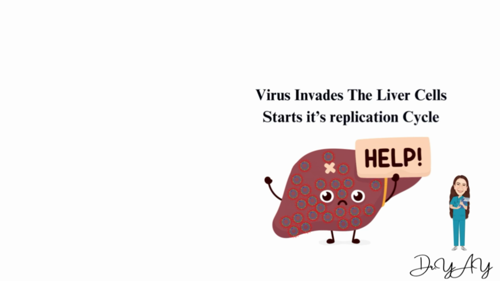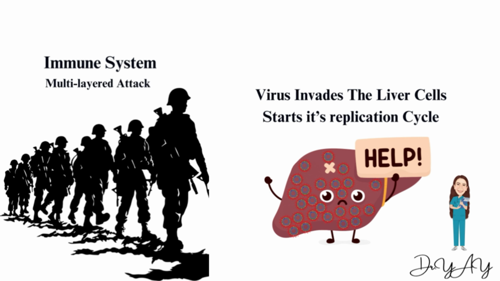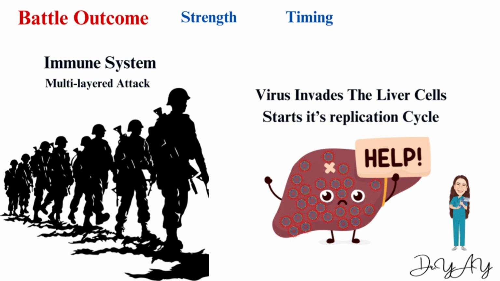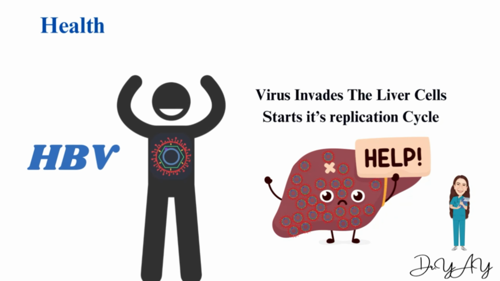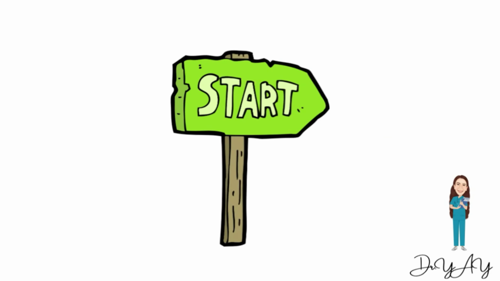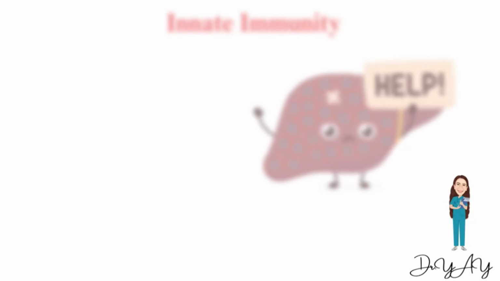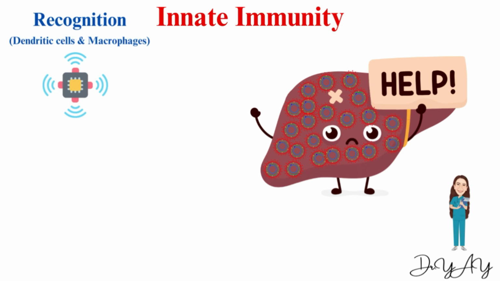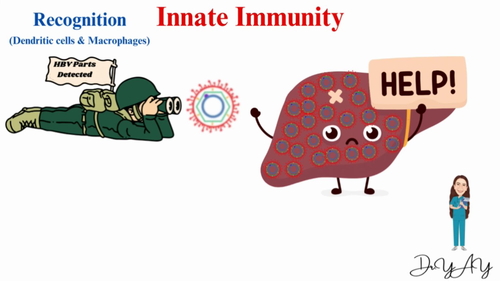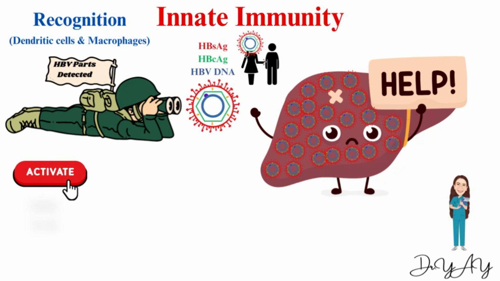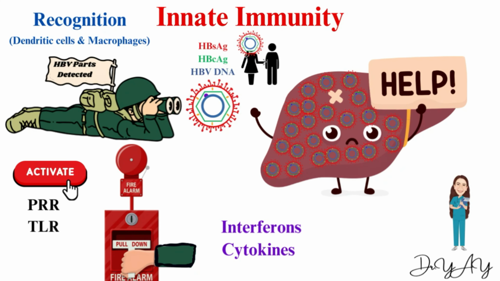After the virus invades the liver cells and starts its replication process, the immune system launches a multi layered attack, and the outcome of this battle depends on the strength, timing, and coordination of the immune response. In a healthy person with intact immune response, it starts with the first line of defense, which is the innate immune system, which uses its secret weapon, the interferons. This starts when the innate immune sensors, which include the dendritic cells and the macrophages, detect the viral components like the hepatitis B surface antigen, hepatitis B core antigen, and the viral DNA, which activate the pattern recognition receptors and the toll like receptors. And this sounds the alarm and releases the interferons.